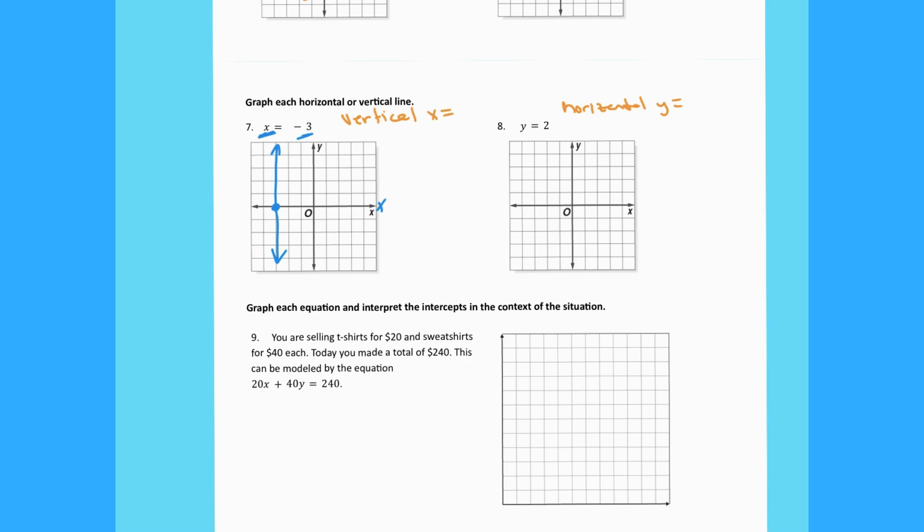And then the horizontal line is always y equals. So since this one says y, that tells me it's going to be a horizontal line through 2. So the y-axis at 2. So here's the y-axis. 2 is right here. So we make a horizontal line going through 2. Again, make sure there's arrows on both sides.